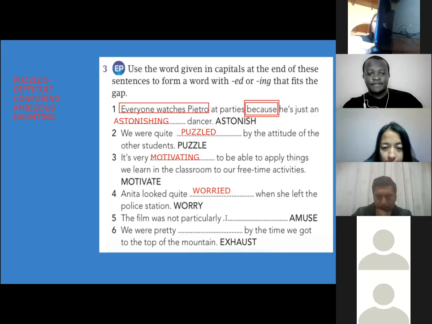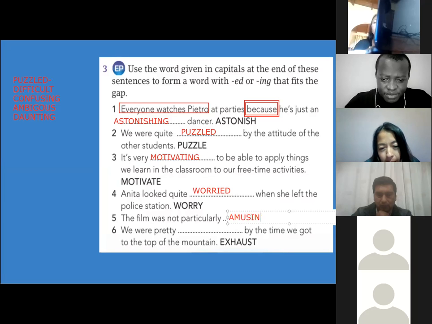Another volunteer for number five. The film was not particularly amusing. Amusing is correct, but why?